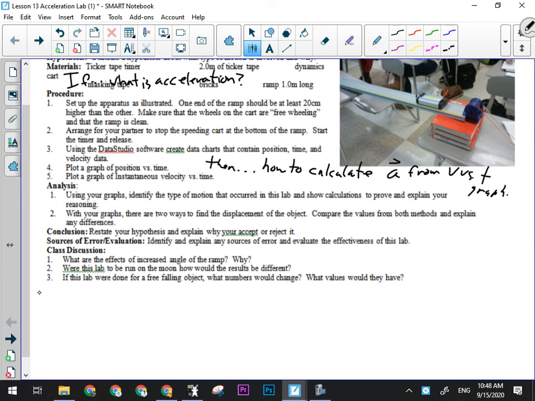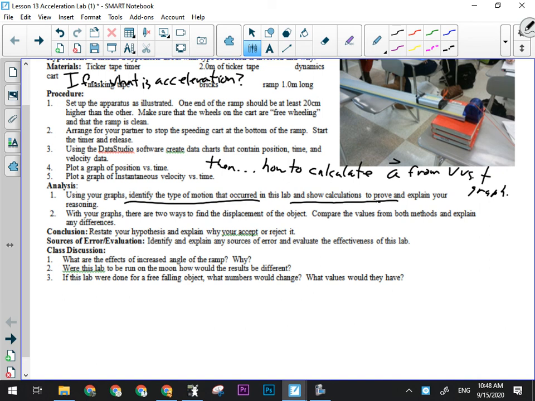Okay, so for the analysis, first question: using your graphs, identify the type of motion that occurred. That means talk about the shape of your two graphs. What does the position versus time graph say is going on? What does the velocity versus time graph say is going on based on their shapes? Explain. And show calculations to prove that.